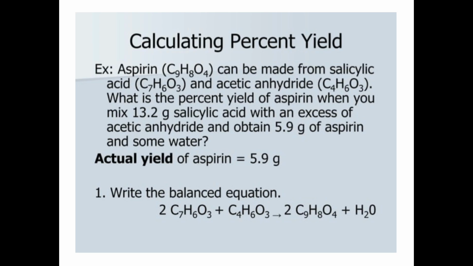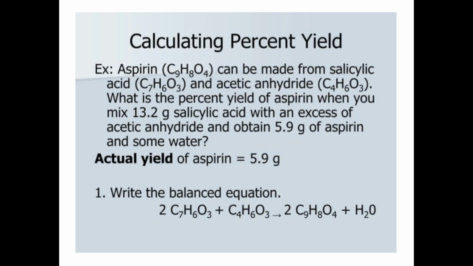So the actual yield during that experiment of aspirin is 5.9 gram from that question. So don't forget 5.9 gram. So the 13.2 gram of salicylic acid, we are going to work it out in such a way that we are going to now use it to get the theoretical yield of aspirin. The value of salicylic acid that we got, we are going to use it like stoichiometry, to get that of aspirin, so that we can now conclude the calculation.